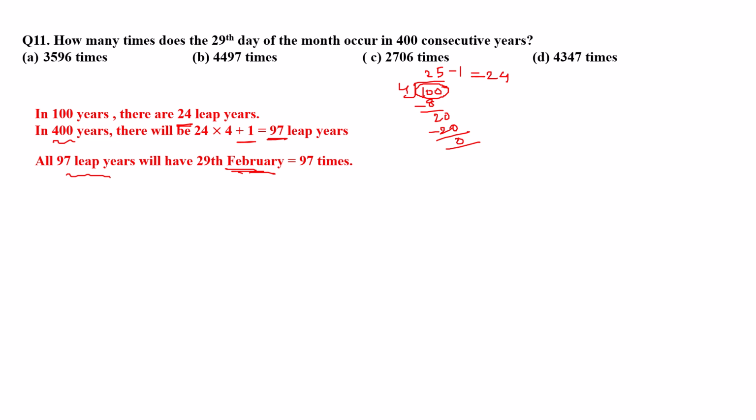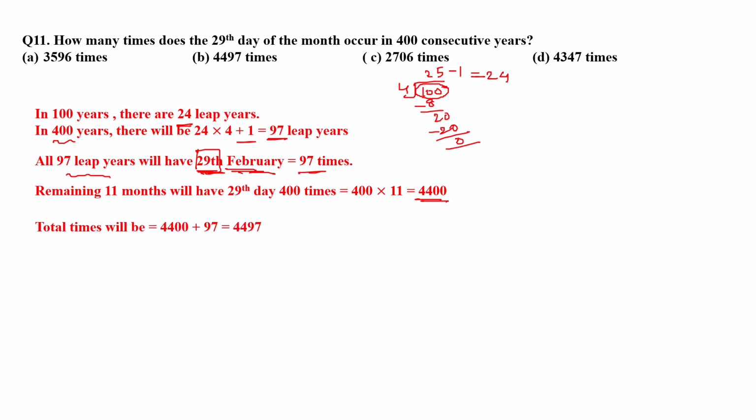Now, apart from February, we have the remaining 11 months. In all the 11 months, whether it is a leap year or not a leap year, you will get the 29th date. Apart from February, all the remaining months will have a 29th day, isn't it? So it means the remaining 11 months will have the 29th day 400 times. So it is 400 into 11, which is 4,400. So the total 29th day will come 4,400 plus 97.